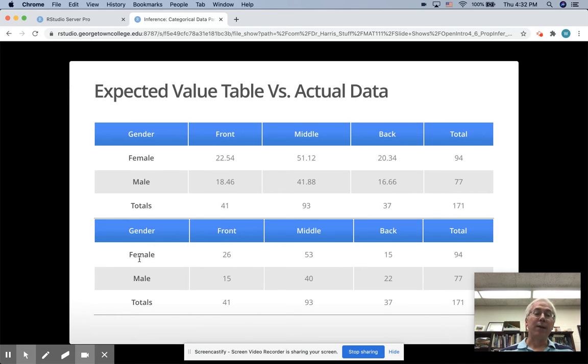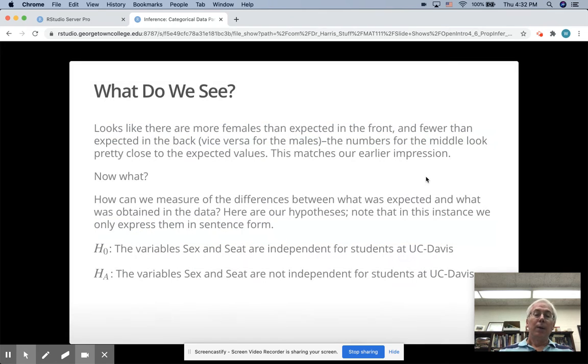So here's what I've got. At the bottom, I've got the table with the actual counts. In the top, I've got the table with the expected counts. Okay, so the first step in this process, if we're going to do this by hand, is to compute the expected totals.